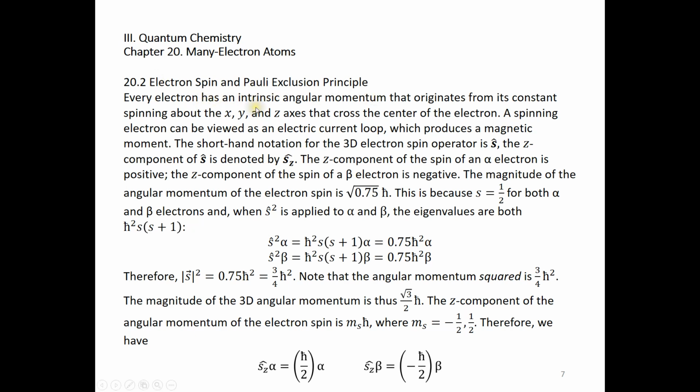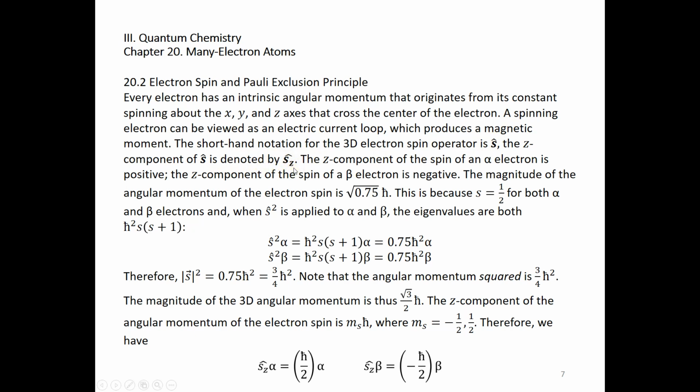Every electron has an intrinsic angular momentum that originates from its constant spinning about the x, y, and z axis that cross the center of the electron. A spinning electron can be viewed as an electric current loop, which produces a magnetic moment. The shorthand notation for the three-dimensional electron spin operator is lowercase s, topped by a caret symbol. The z component of s is denoted by s sub z.